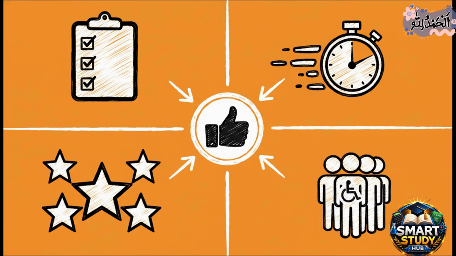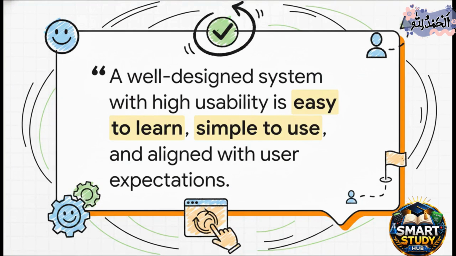Efficiency means you can do it fast without wasting your precious time. Satisfaction means you actually have a positive experience doing it. And maybe the most important of all, it leads to accessibility, making sure that technology can be used by everyone, including people with disabilities. You know, there's a quote in your book that just sums this whole thing up perfectly.